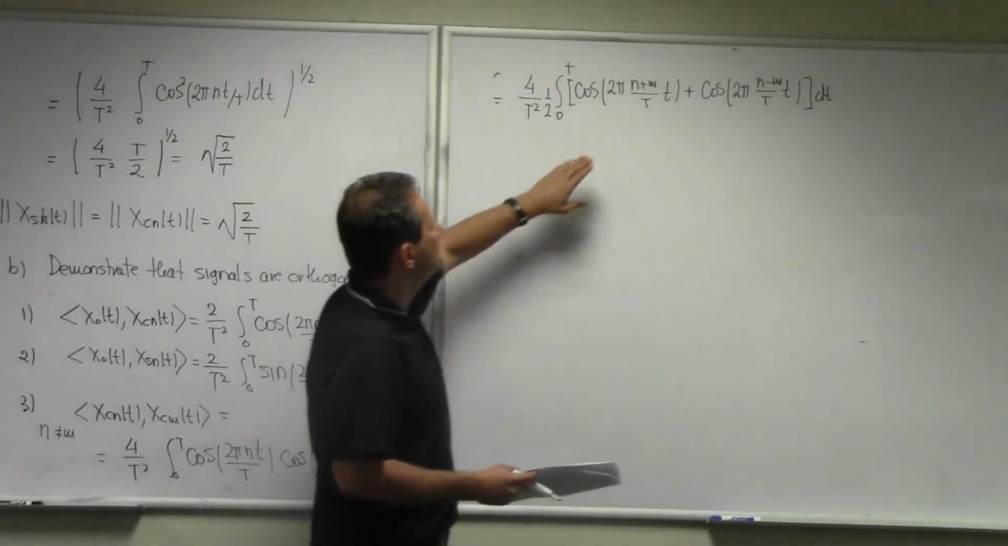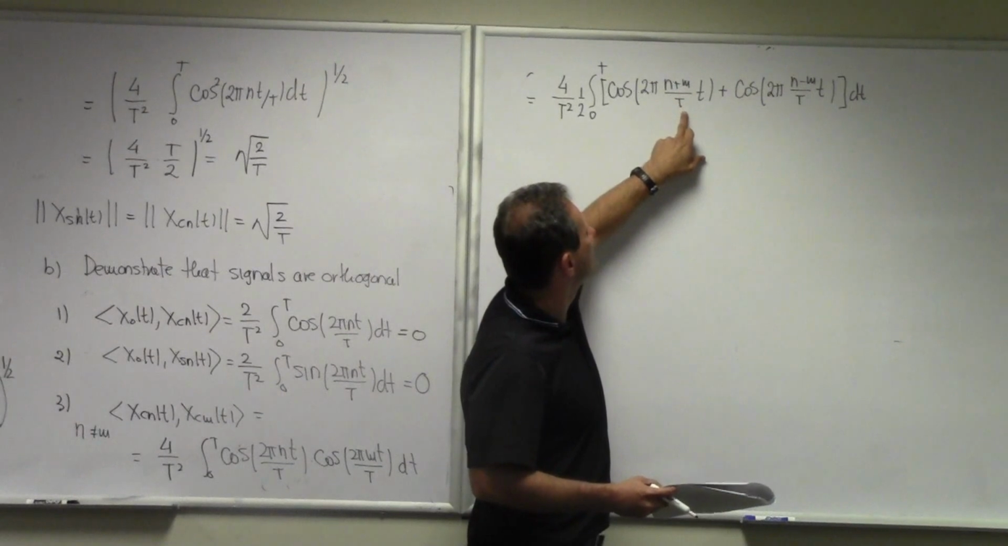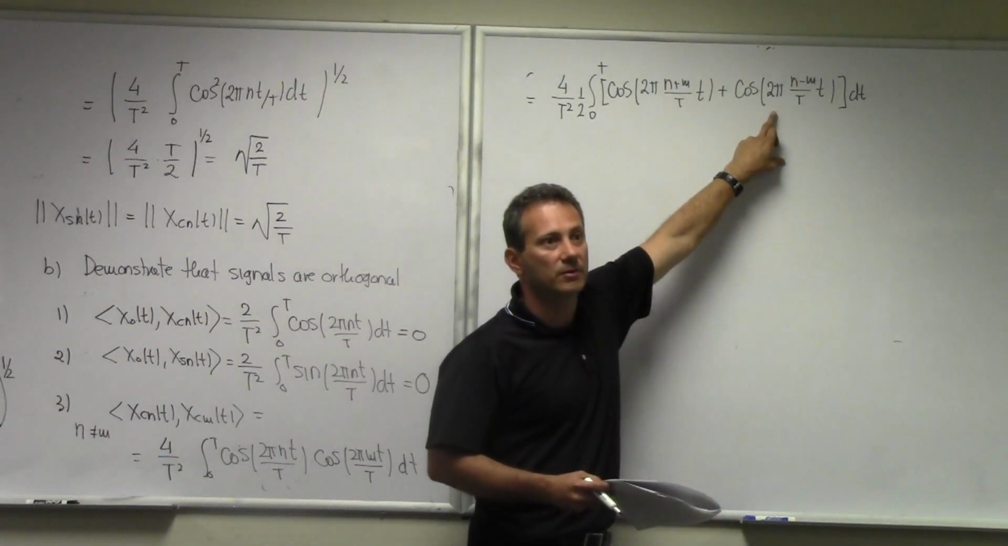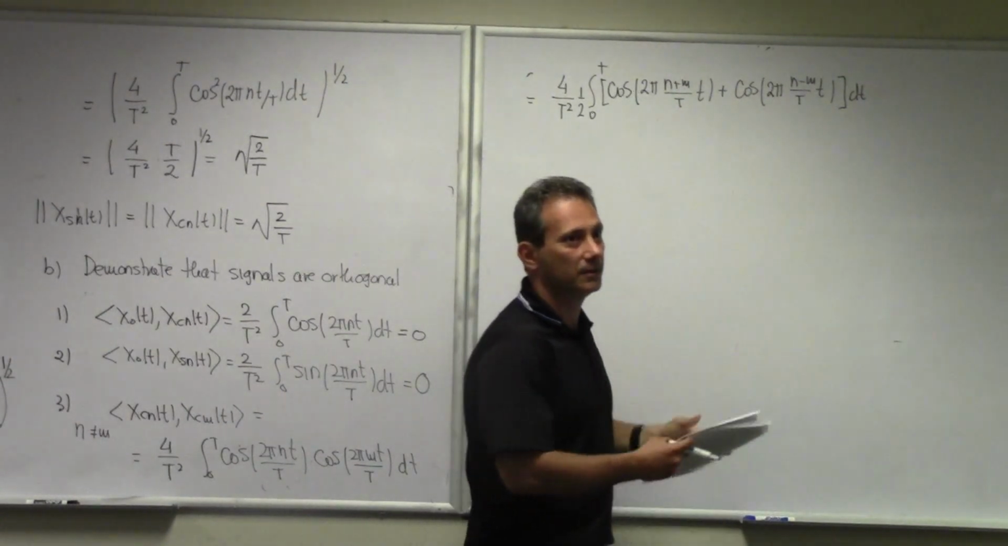Now, n and m are integers. So this is now again an integer number of periods, and this is again an integer number of periods. So what's the value of this integral? 0.